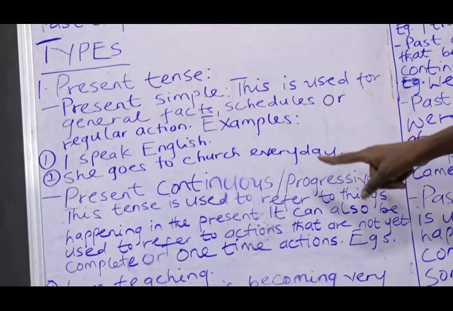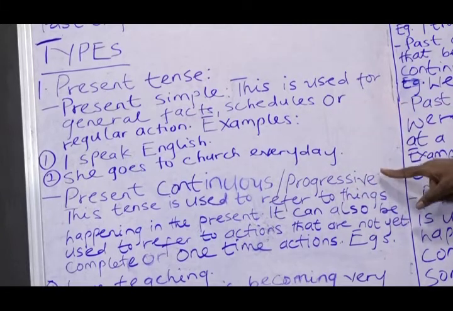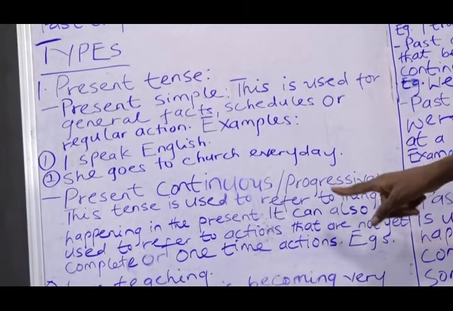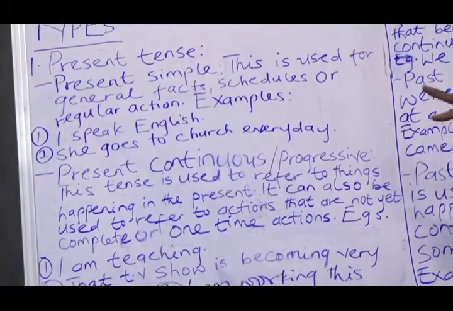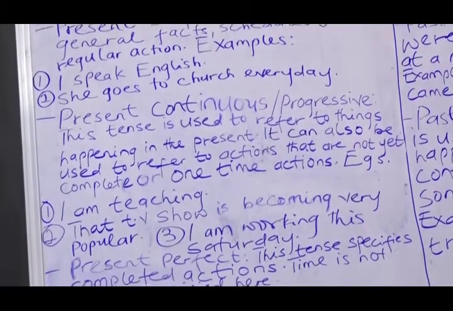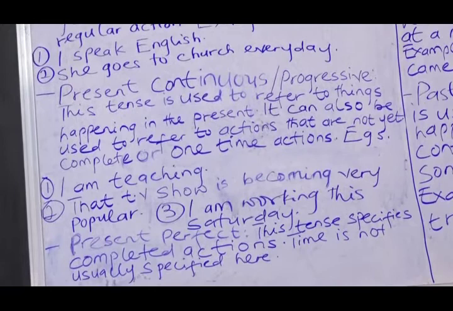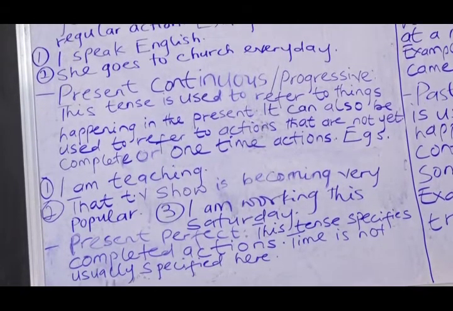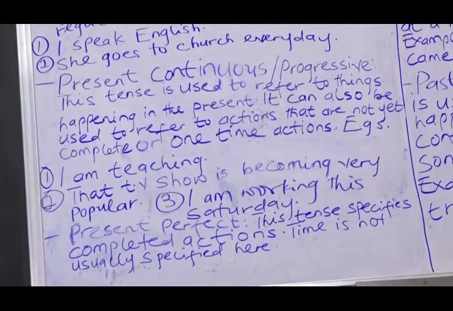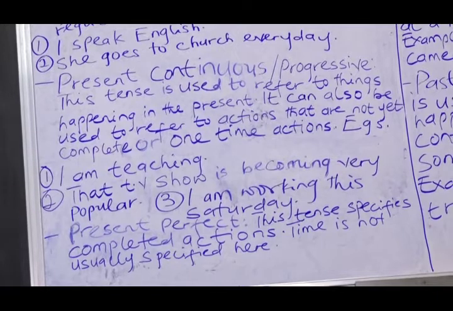Now, the present continuous or progressive tense. This is used to refer to things happening in the present. Like right now, I am teaching. What am I doing? I am teaching. So it's referring to things that happen in the present.